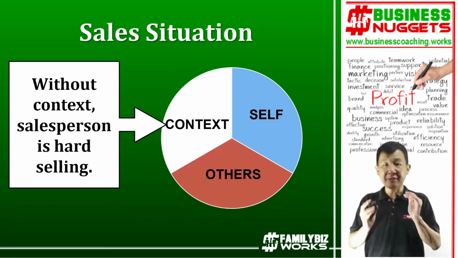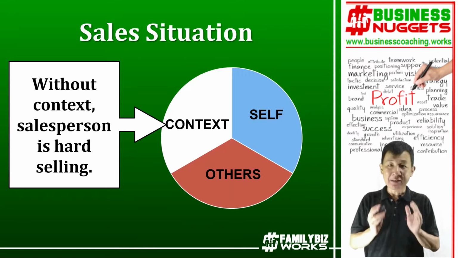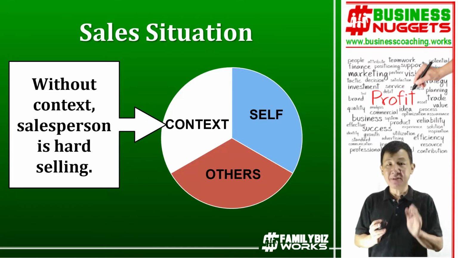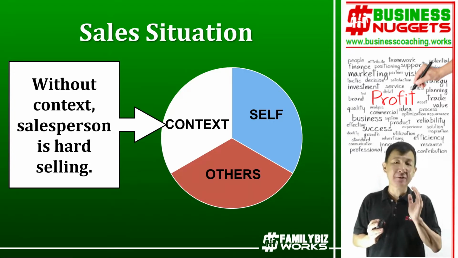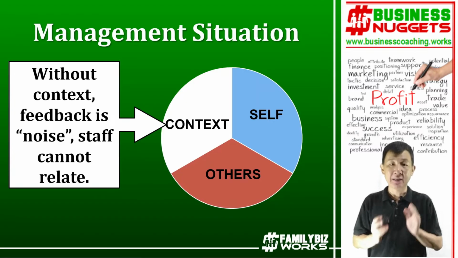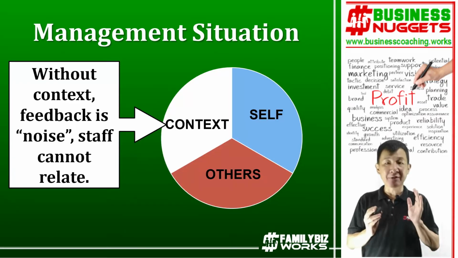Number one, in a sales situation between salesperson and prospect. Without context, in this case, understanding the prospect's needs, the salesperson is hard selling. The salesperson will get better results if he first asks some clarifying questions about the prospect's requirements.